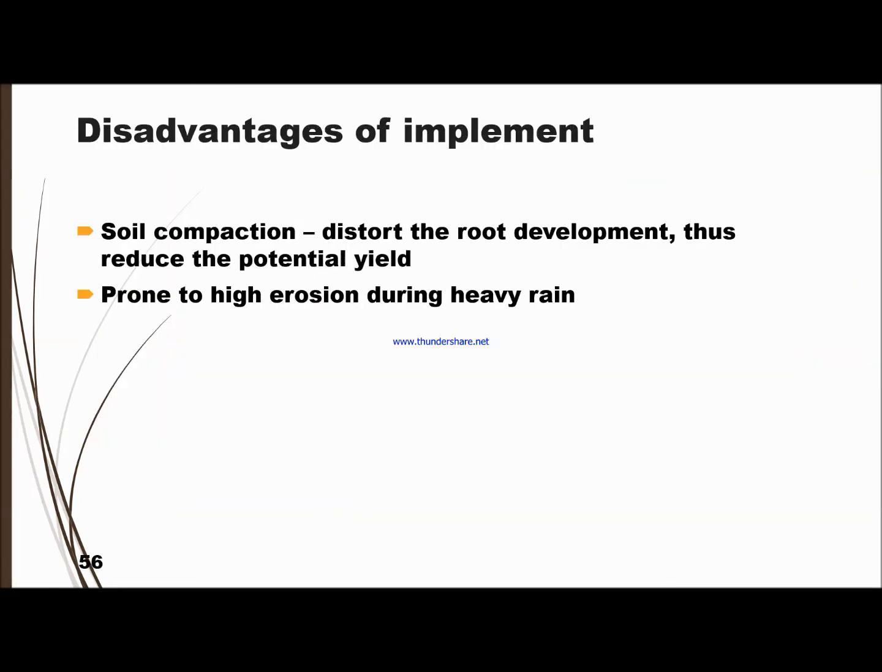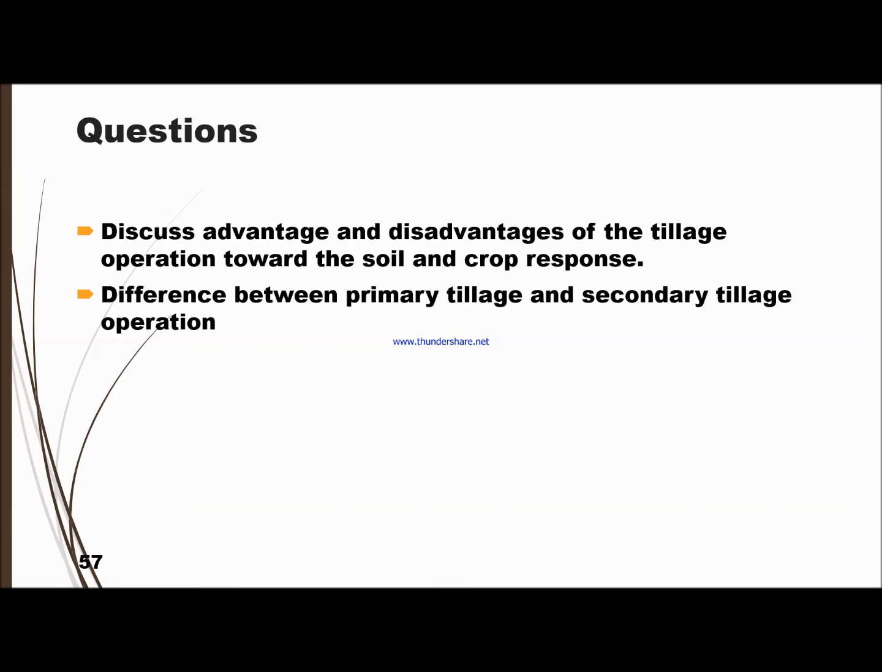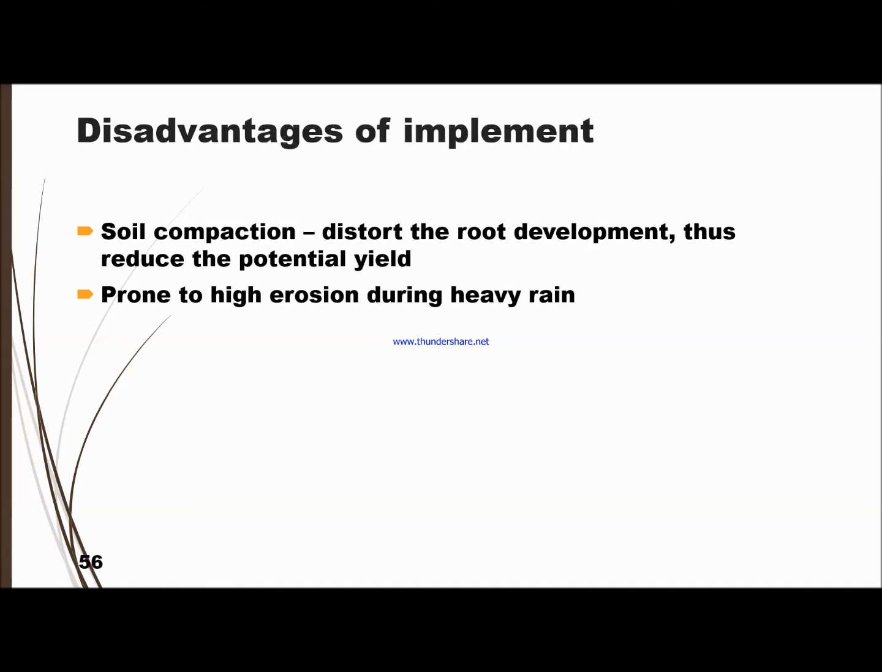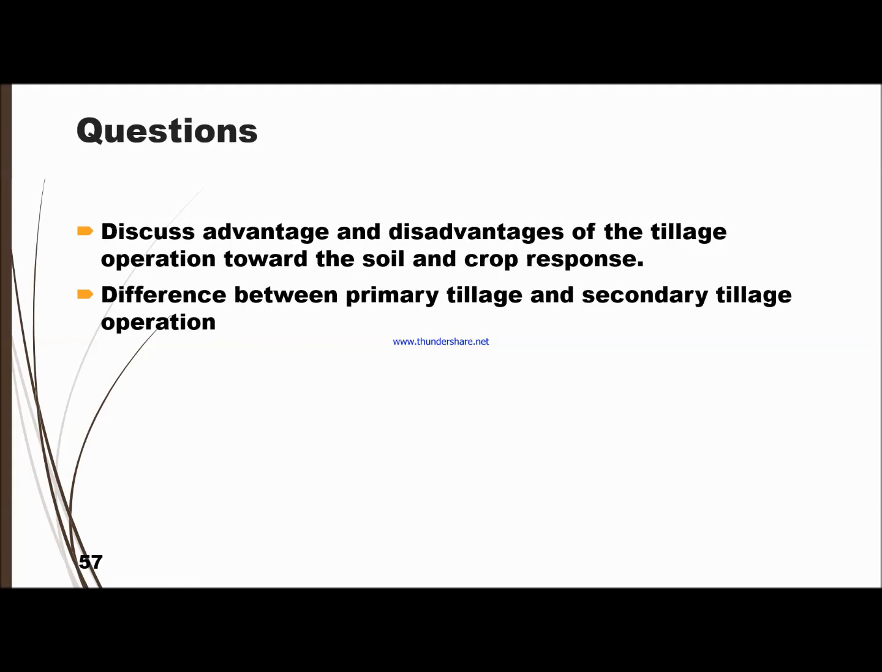Alright, we move on to the next slide, on the disadvantages of the implement. We have a compaction issue, which is because the implement distorts the root development, and thus you reduce potential yield. Also, because the implement is heavy, the compacted soil is prone to high erosion during heavy rain. Other than that, what else? If you could think of something related to water, or to sustainable practice in agriculture, maybe you can add some points on this.